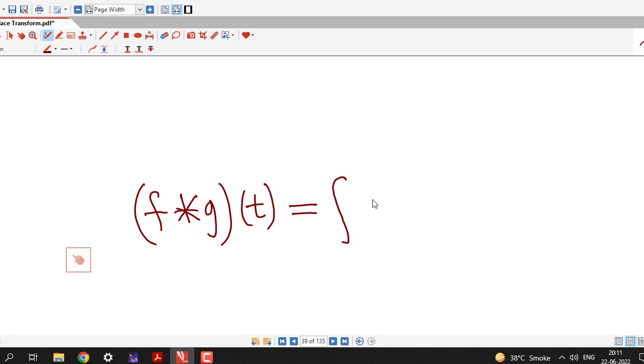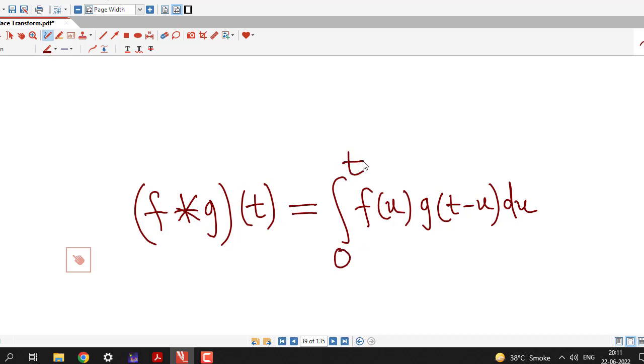So in this way we can obtain the convolution of two functions of t. We have to just remember this definition. The notation is f star g of t for the convolution of f and g: the integral of f of u, g of t minus u, with respect to u from u equal to 0 to t. So remember this definition.